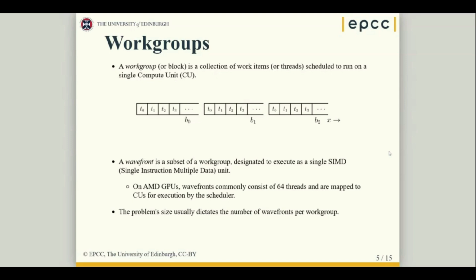Yeah, so a wavefront is a subset of a work group. So it's designed to execute a single instruction on a set of threads. Remember, threads all work together in groups. In AMD's case, 64. On NVIDIA, it's 32. And we are going to pass blocks of work to compute units, and then they're going to execute through that work in groups of wavefronts.